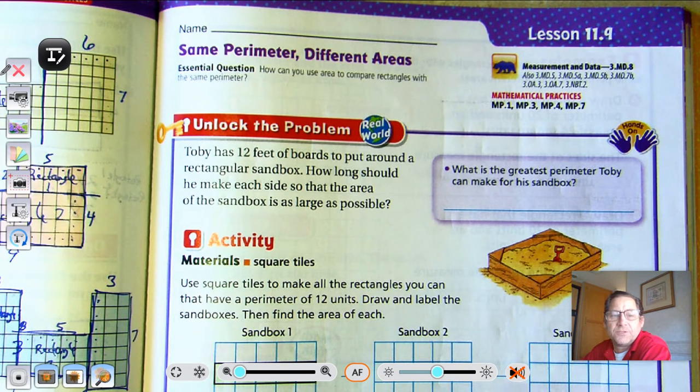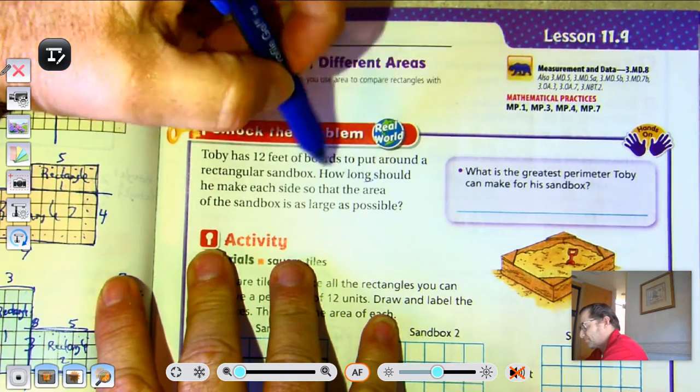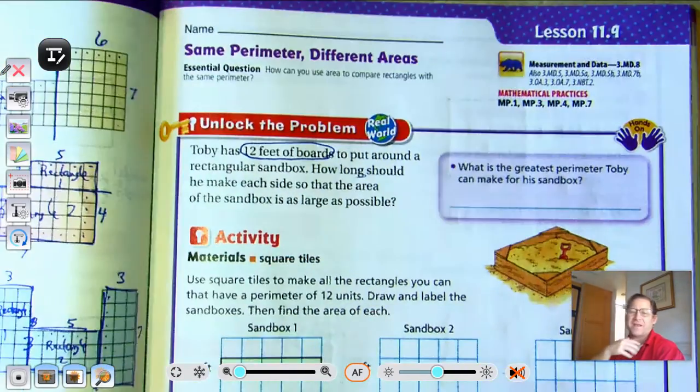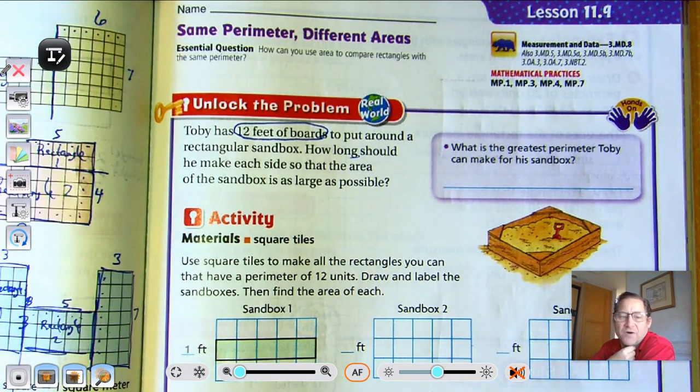So, unlock the problem. Toby has 12 feet of boards to put around a rectangular sandbox. How long should he make each side so that the area of the sandbox is as large as possible? All right, 12 feet of boards. What is the greatest perimeter Toby can make for his sandbox?